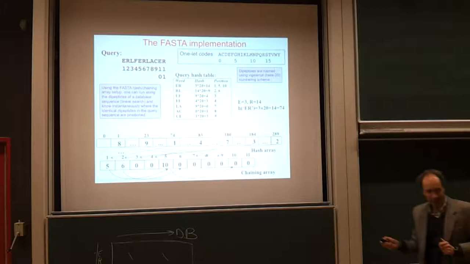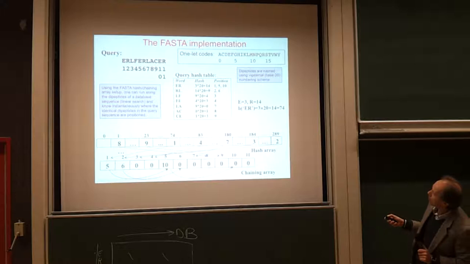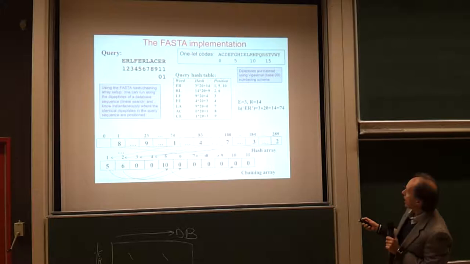Okay, so this is basically the hash table. You see the query sequence, where the query sequence is here. And you see there is three times ER, right? You see the position, at position one, and at position five, and at position 11. So what do you want to know? You want to store these positions.